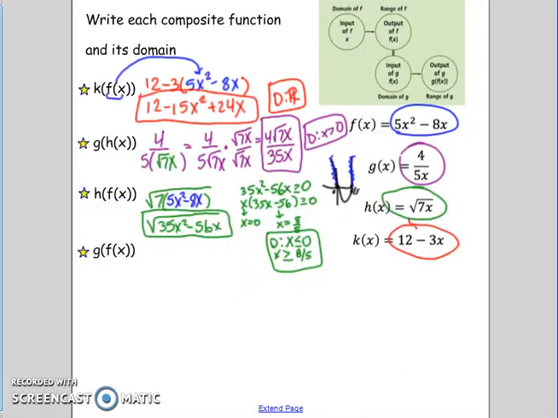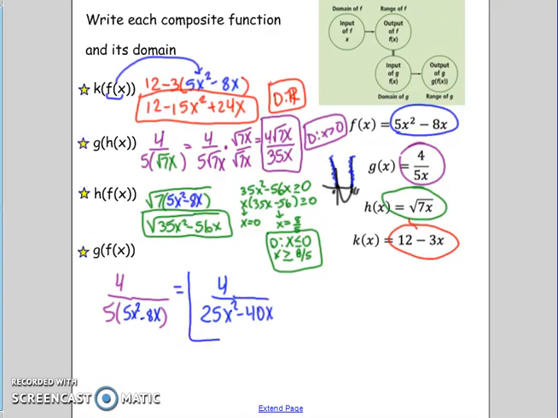Okay, and then in this last one, we have g of f of x. So we take the g function, which is 4 over 5x, and we leave it blank. And we're going to plug in the f function. So we're plugging in 5x squared minus 8x. And then we're going to distribute. So we end up with 4 over 25x squared minus 40x.